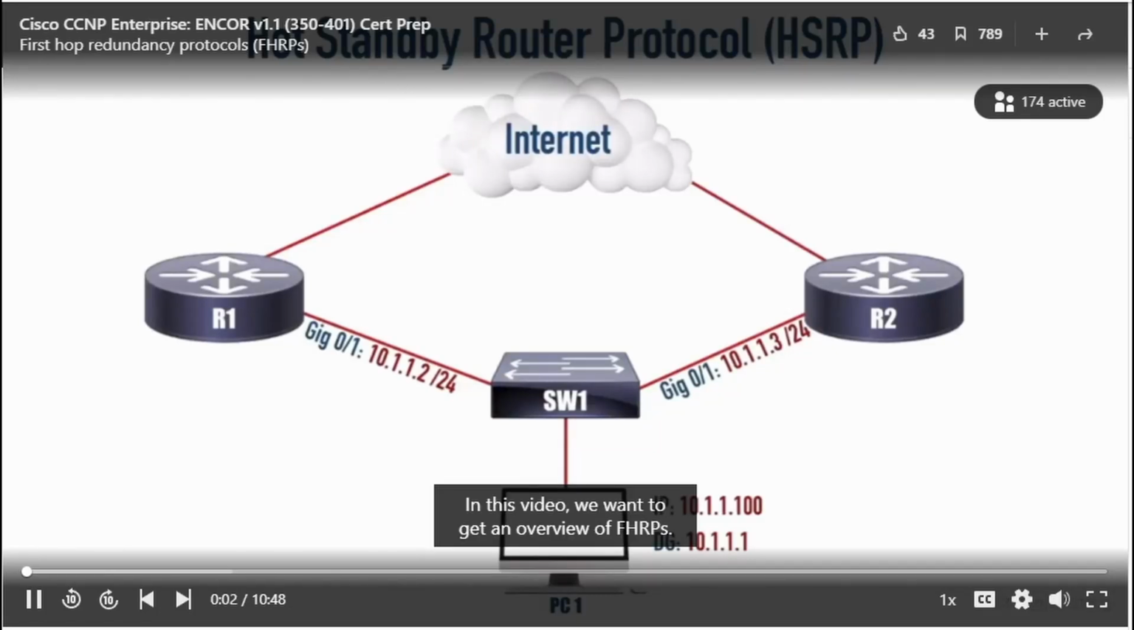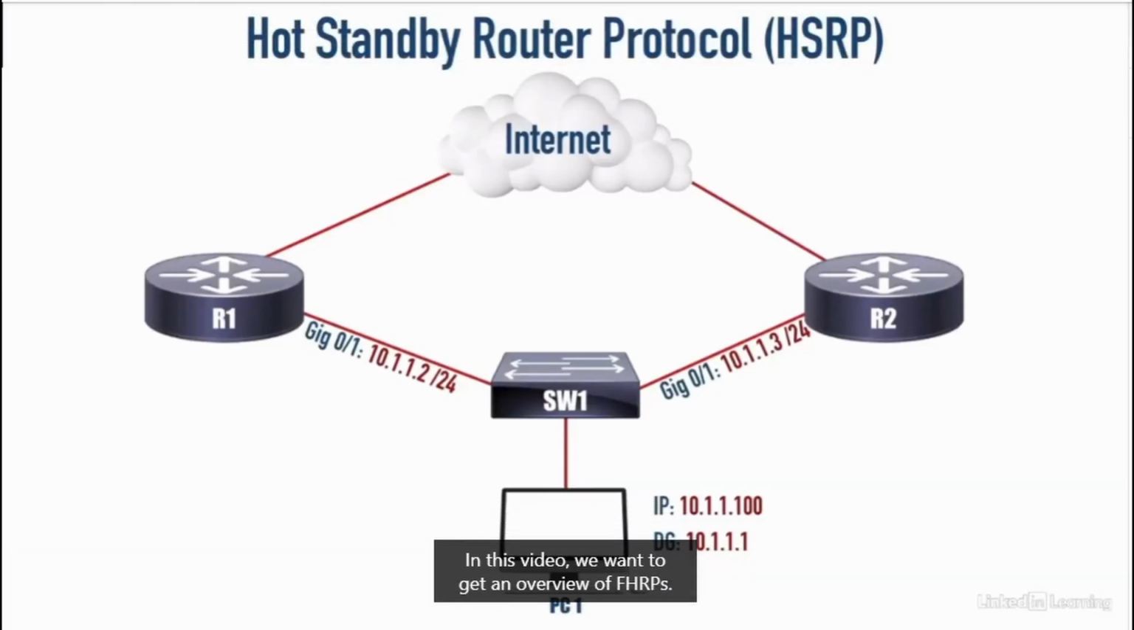In this video, we want to get an overview of FHRPs. Those are first hop redundancy protocols. And there are 3 of them that we need to know about in our Cisco environment. There is HSRP, VRRP, and GLBP. First, let's take a look at HSRP, and that's going to help us better understand what these FHRPs are about.